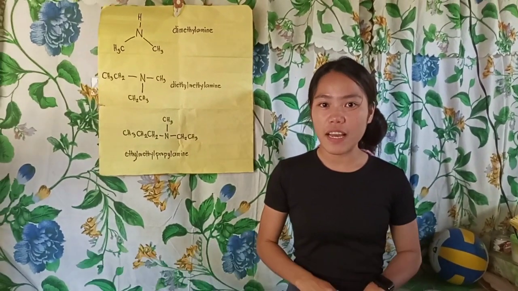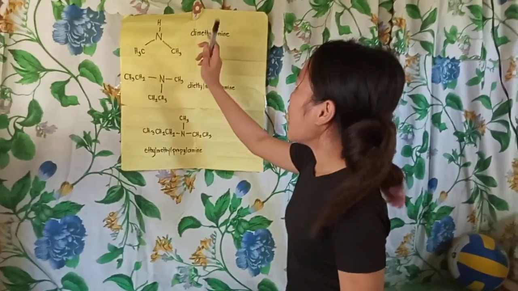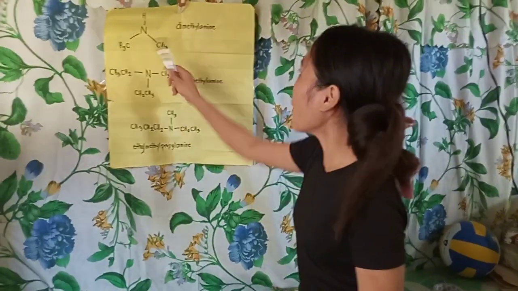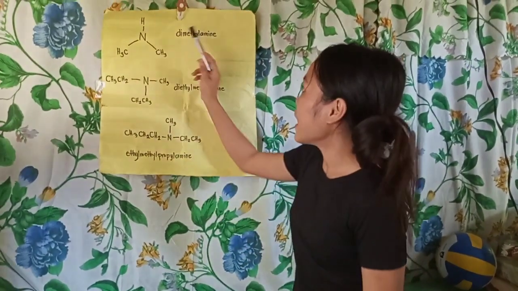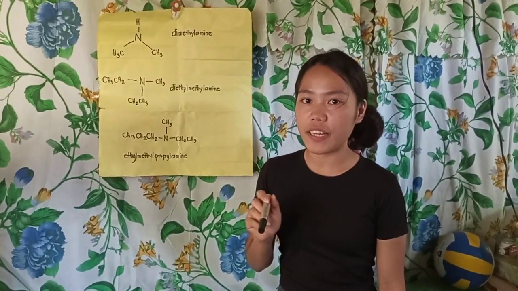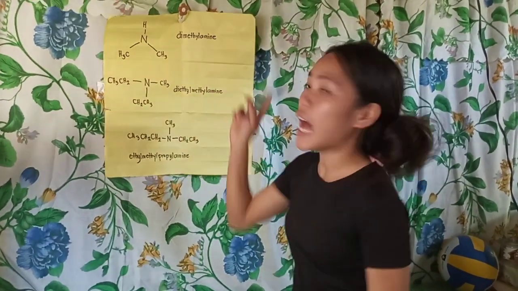Now let's proceed to the common name examples of amines. Example number 1: nitrogen with hydrogen and 2 methyl groups attached. Since there are two methyl groups, we need to use the word di, so dimethyl. And then we add the word amine. So the common name for example number 1 is dimethylamine.